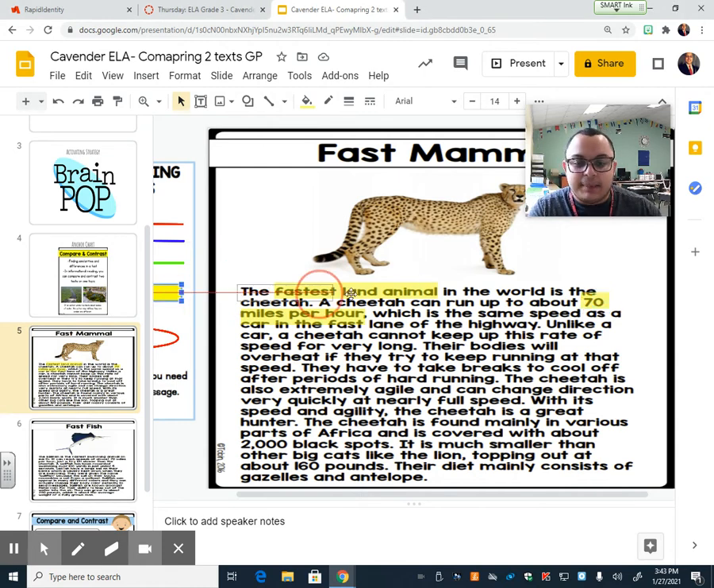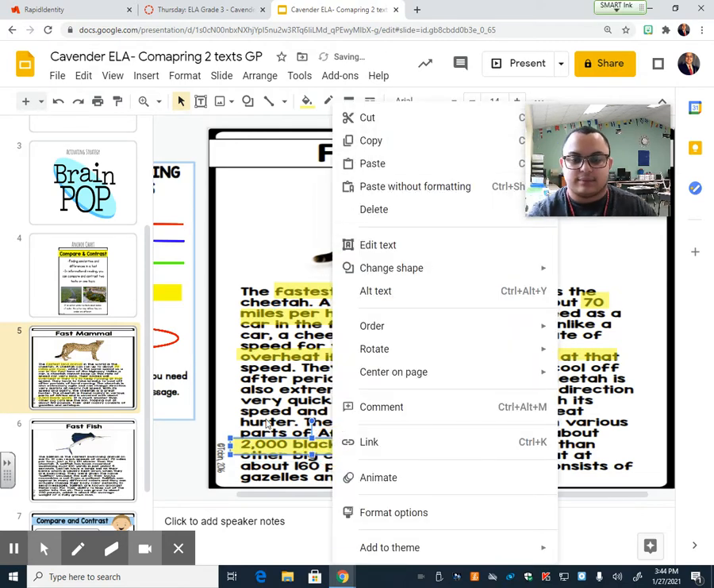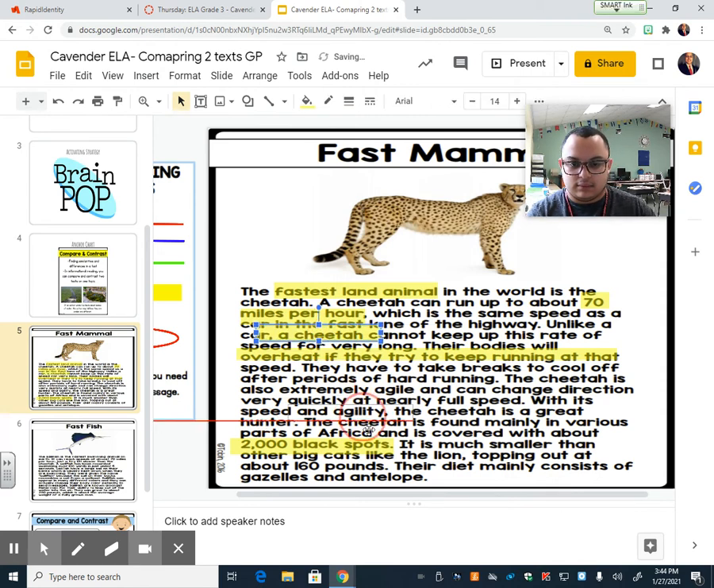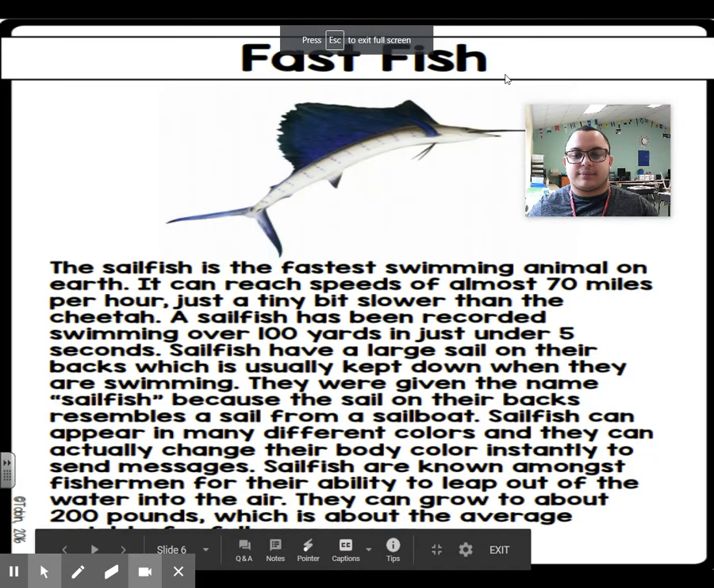All right, so again, I'm going to say that their bodies will overheat if they try to run at that speed for a very long time. Their bodies will overheat. That's pretty important. Next, I'm going to say, well, how does the cheetah look? Well, the cheetah has about 2,000 black spots on it, and it can be found in Africa. All right. Next, their weight. They weigh about 160 pounds. All right. Time to read about this fast fish now, and we're going to compare.